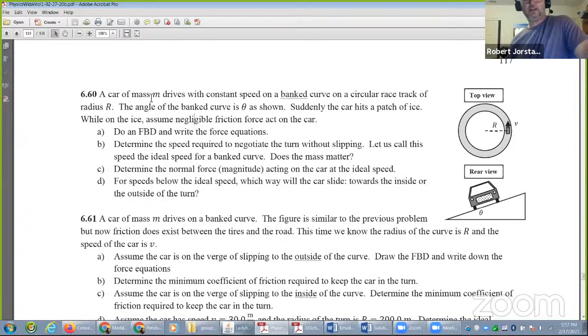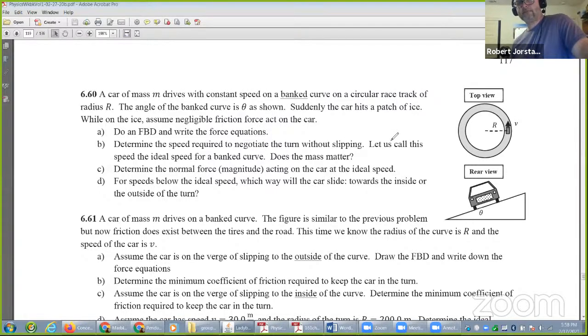Imagine you have a car driving around at constant speed on a banked curve on a circular racetrack. We will cover this more thoroughly later, but right now we're told the car hits a patch of ice. Friction is negligible at this instant. Let's draw the FBD. Nothing here is crazy. You can draw an FBD. This is still basically chapter 5 because there's no friction.